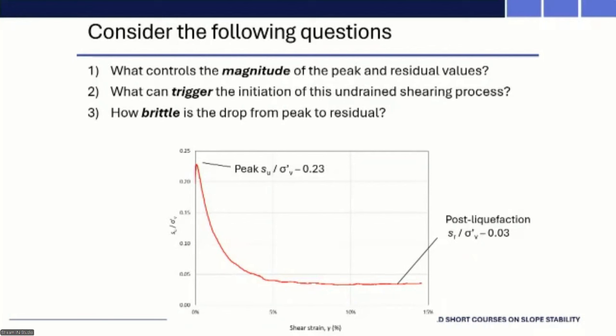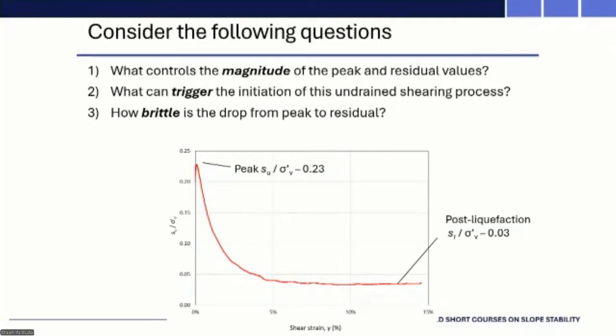It's like, we know what a Hoover is, right? You know what job a Hoover does. It's a vacuum cleaner, right? So let's not get tied up in the semantics. I think we all know what we're talking about. It's that large strain strength. So what controls the magnitude of that post-peak large strain strength? What can trigger that undrained shearing process? And critically, how brittle is that drop from peak to large strain?